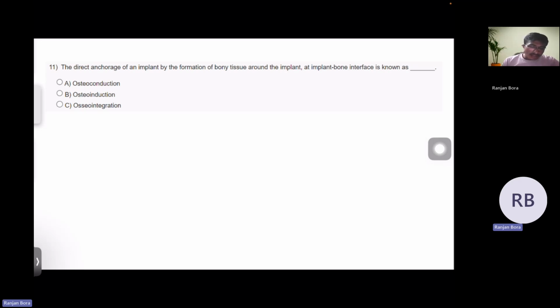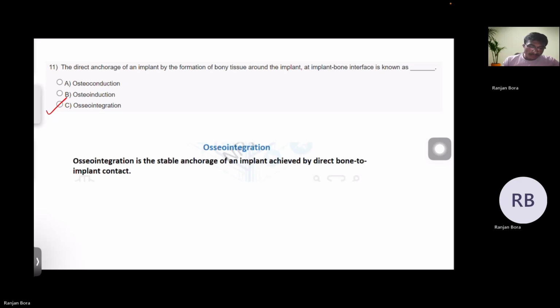Next question is, the direct anchorage of an implant by the formation of bony tissue around the implant at the implant bone interface is known as. So the direct anchorage of an implant by the formation of bony tissue around the implant at the implant bone interface is known as osseointegration. Option C is correct. Osseointegration is the stable anchorage of an implant achieved by direct bone to implant contact.